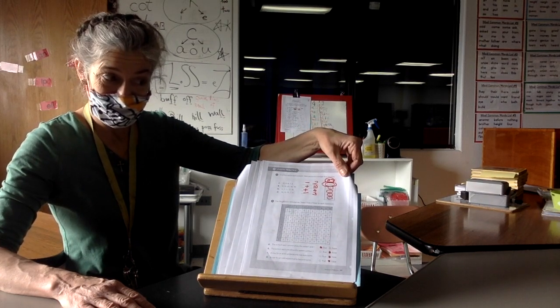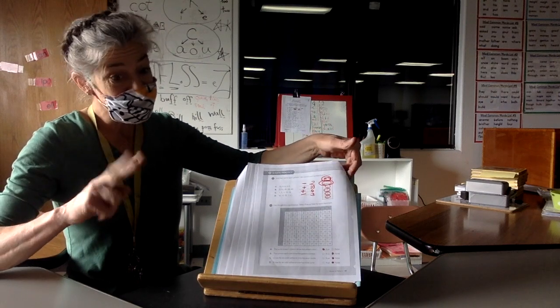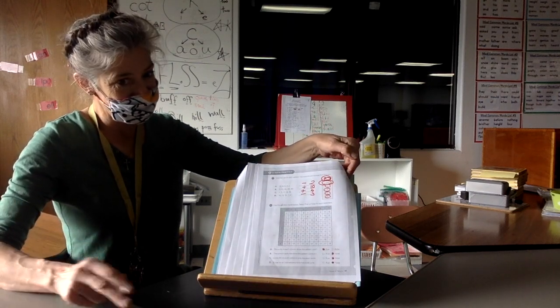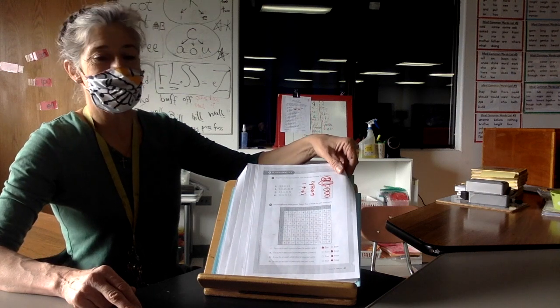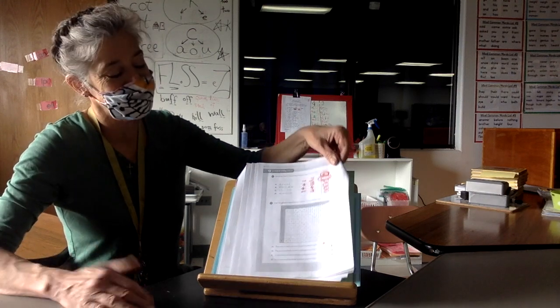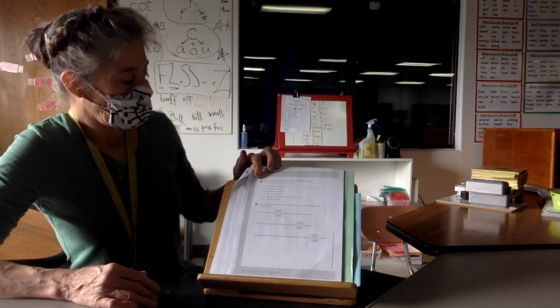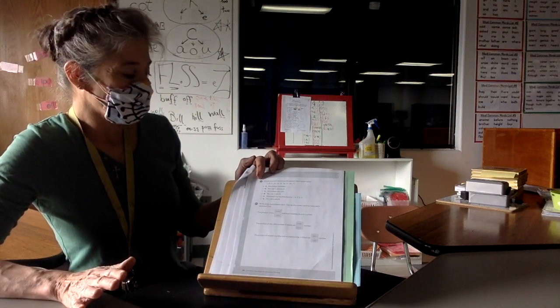Did you all hear that? If you add 2 odds, it's even. If you add an odd and an even, it's odd. And finally, what if you add 2 evens? It's even.